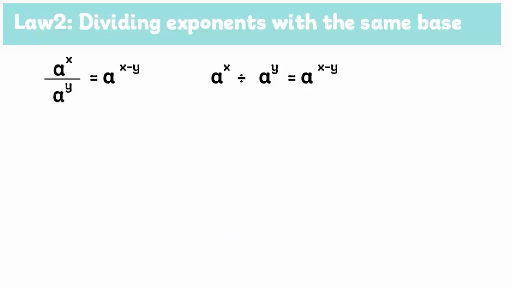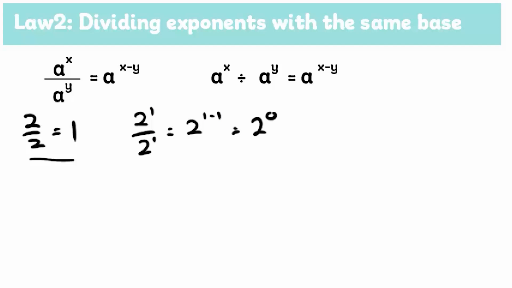We know that anything to the power of 0 is equal to 1. And maybe I can explain it a little bit better with the second law of exponents. So we know 2 over 2 equals 1. In exponential format, it'll be 2 to the power 1 over 2 to the power 1. That will be 1 minus 1, and that will equal 2 to the power 0. But we know that 2 divided by 2 is equal to 1. Therefore, anything to the power of 0 is equal to 1. Therefore, 2 to the power 0 is equal to 1.